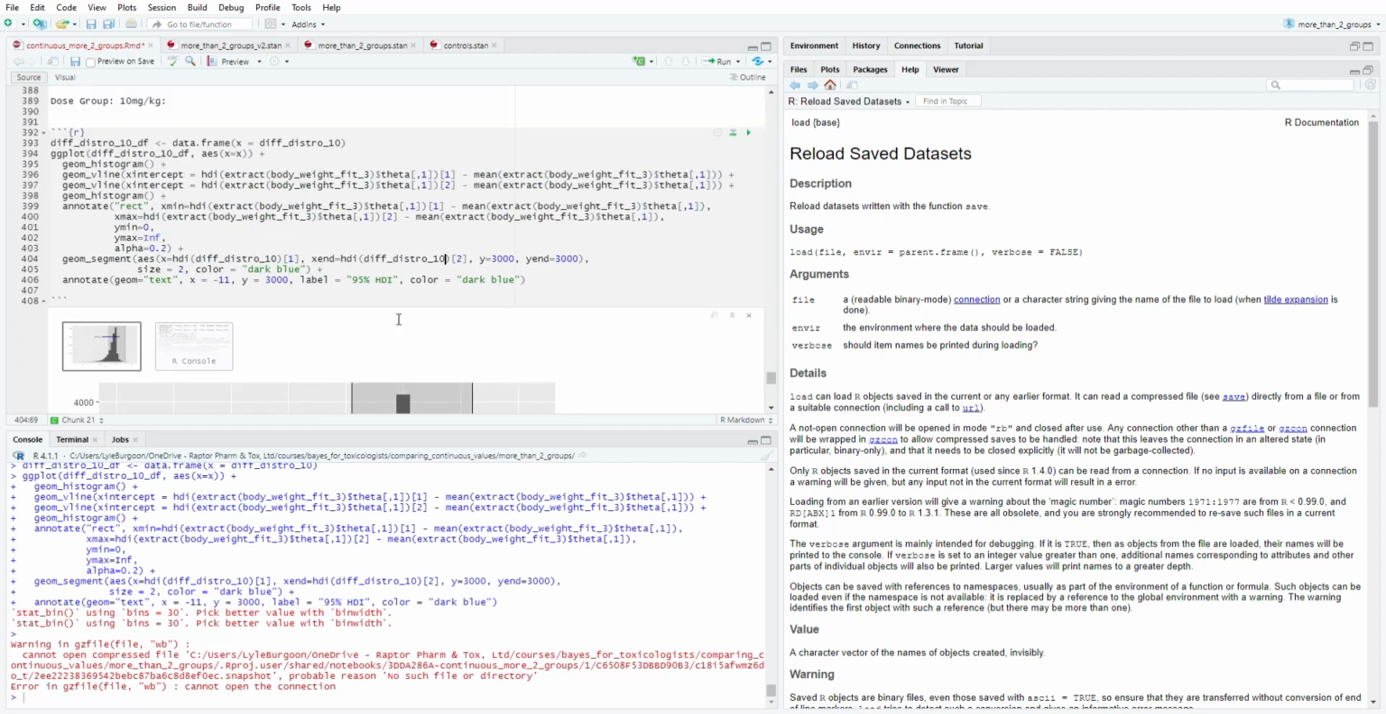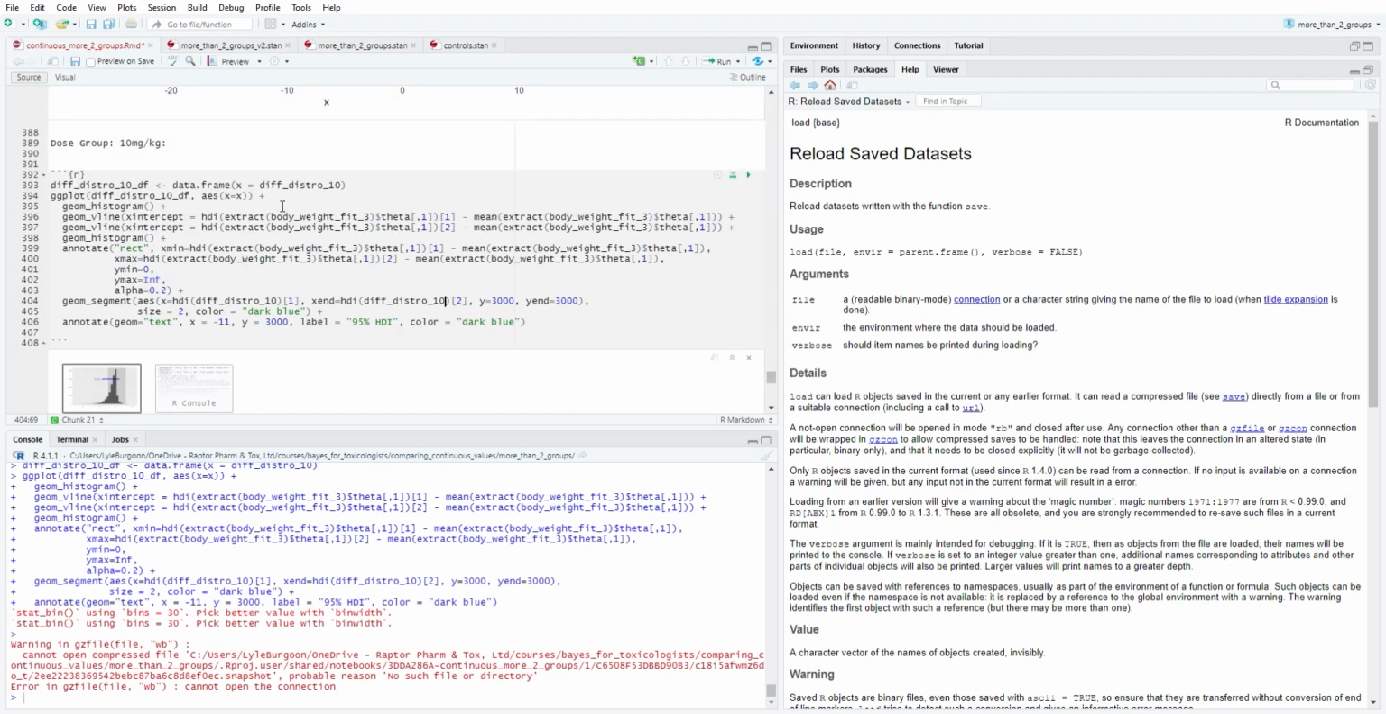Now let's look at this code. This is kind of involved. So you can see here, I'm making that data frame the same way that we normally do, right? I've got my difference distro object. I'm just putting it into a column. I'm calling that column X. This is the ggplot function. Holy cow, it's huge. Goodness gracious, what's going on here?